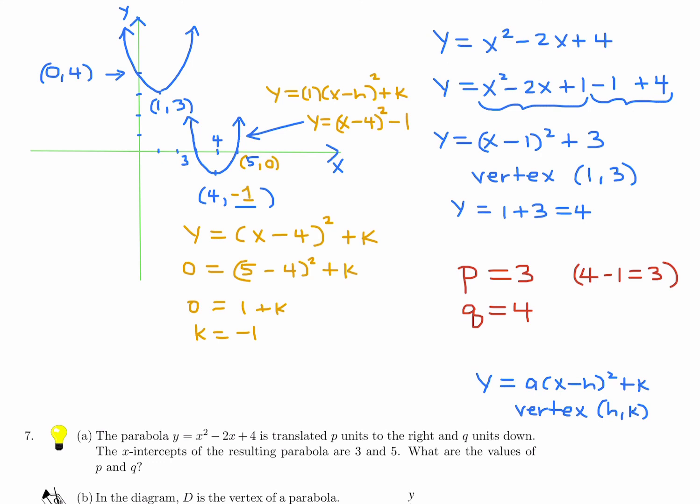And that's it. That's pretty much all they're asking us for. So P is 3 and Q is 4.